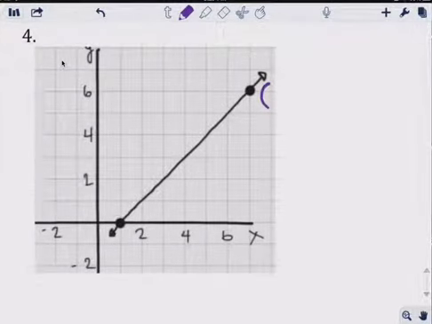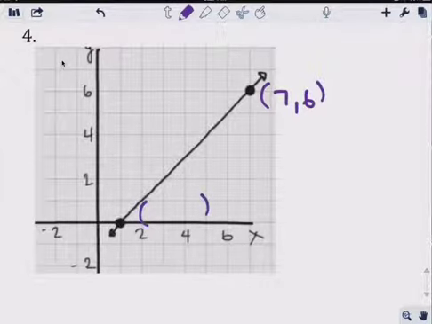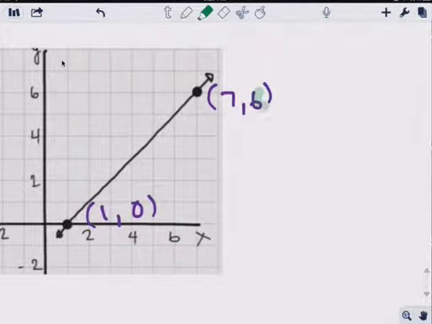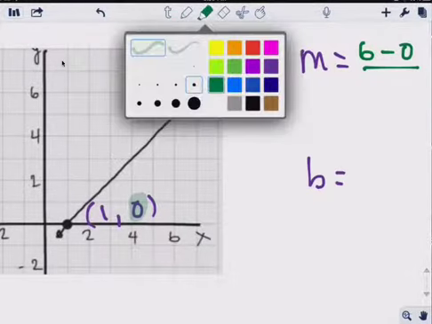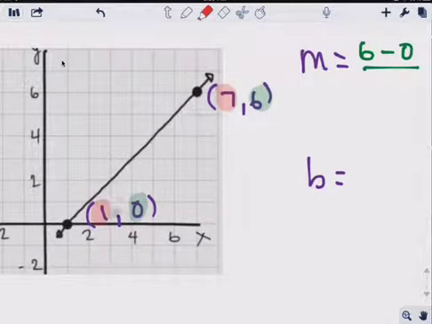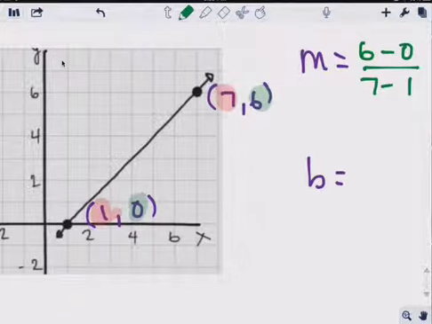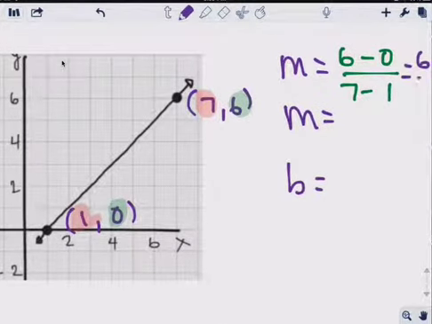So four, we know that this is 7, 6, and this is 1, 0. Okay? So we take the y to find the slope, because this problem wants you to find the slope and the y-intercept. Find the slope, you take the y, which is 6 minus 0, over your x. The x is 7 minus 1, 7 to 1. Okay, that gives you your slope is 6 over 6, which is also equal to a positive 1. 6 divided by 6 is 1.